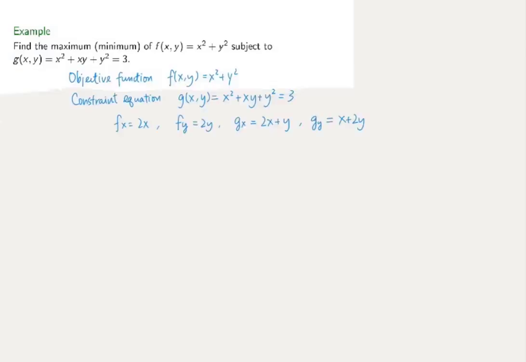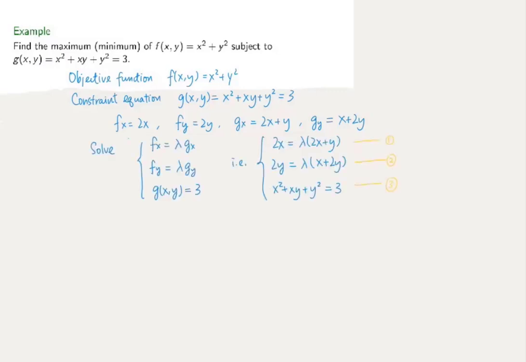So first, we would like to find all the first derivatives of the function f of x, y and the constraint g of x, y. And then let lambda be a parameter, and we would like to solve this system of equations, which in our case gives these three equations. Now there are three equations, and we would like to solve for the unknowns x, y, and lambda.